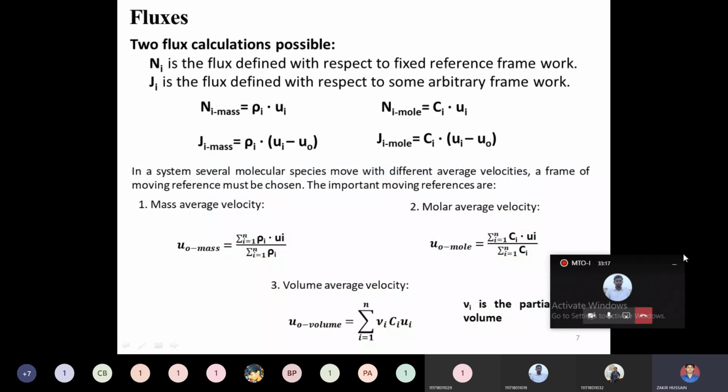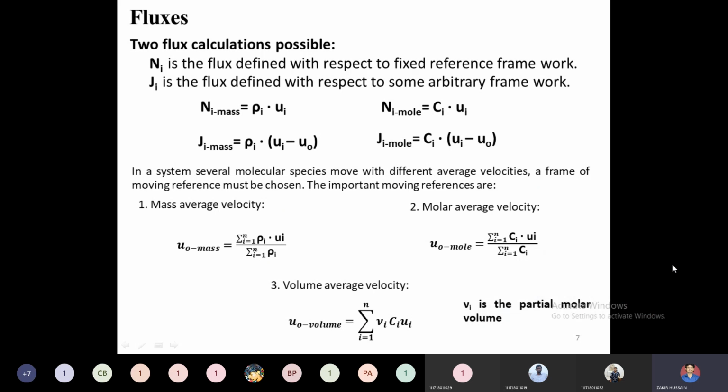When we require mole concentrations or mole fluxes, you need to use this formula in this equation in place of u naught. When we require some volume average quantity, since for gases volume percentage is equal to mole percentage is equal to pressure percentage, we can use this formula here also in place of u naught. Frequently we need to use these two equations, mass and molar average.